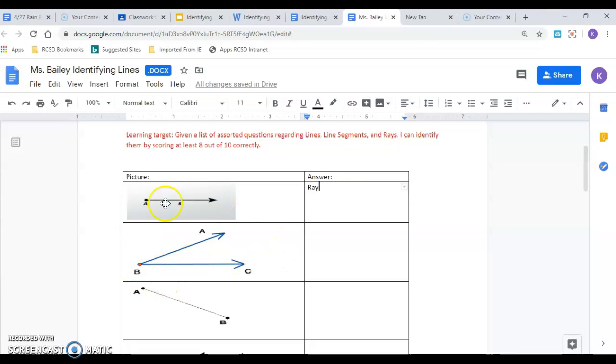And then this one, looking at this again, this one's a little tricky. Again, it has a point and then it has an arrow. And it has a point and has another arrow. But these are actually 2 separate rays.